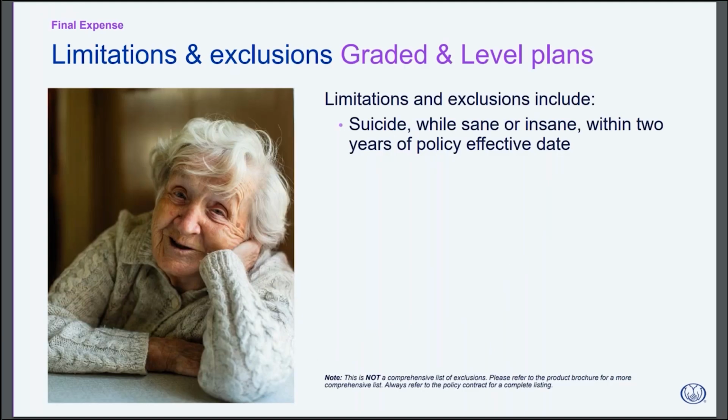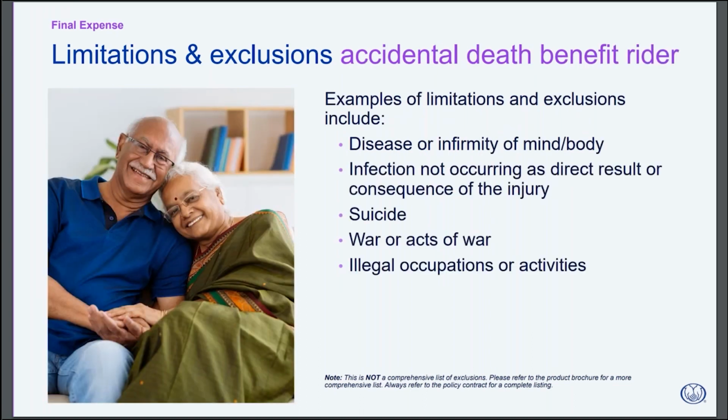Limitations and exclusions of graded and level plans: suicide, while sane or insane, within 2 years of the policy effective date. Limitations and exclusions of the accidental death benefit rider explain the exclusions included: disease or infirmity, deformity of the mind or body, infection not occurring as a direct result of injury, suicide, war acts, or war.